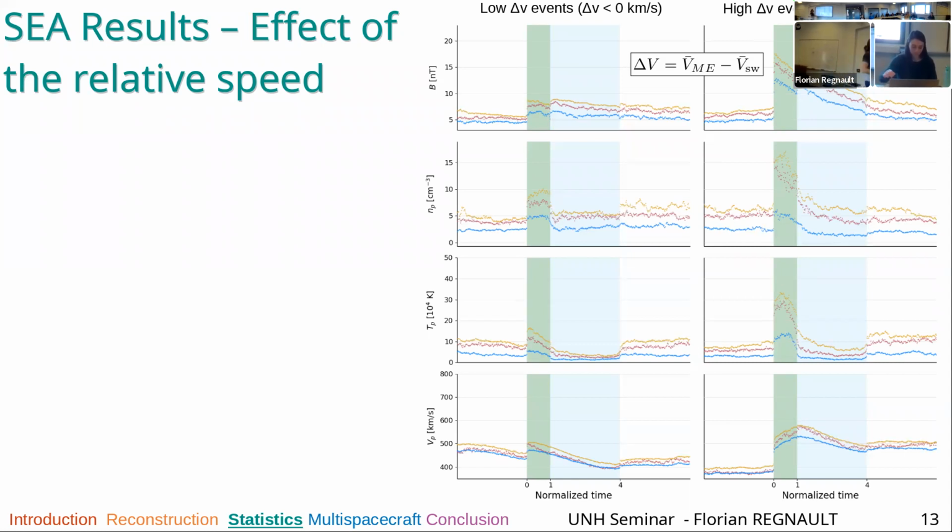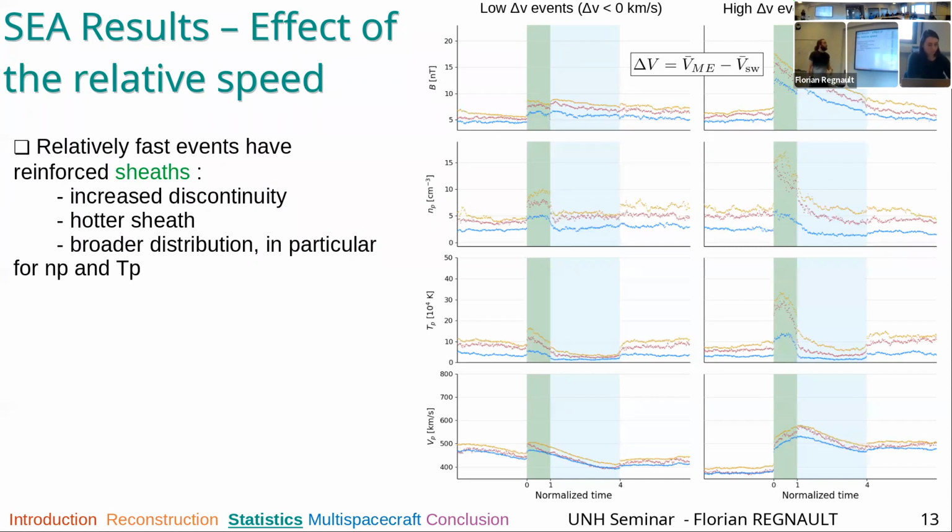All right. So here on the left, relatively slow, and on the right, we have relatively fast events. And what we can see is that we have a reinforced shock for relatively fast events. We have an increased discontinuity. We have a hotter shock. So the heating due to the compression is enhanced when the CME is going relatively faster, which makes sense.